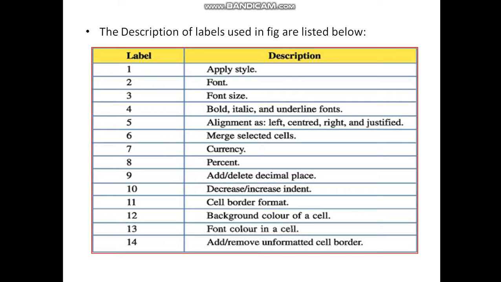As we see in the practical, there is a formatting toolbar: 1 for apply style, 2 for font, 3 for font size, 4 bold, italic and underline fonts, 5th alignment, 6 for merge cell, 7th currency, 8 %, 9 for add or delete decimal places, 10 for decrease or increase indent, cell border, background colors of cells, font color in a cell, or add or remove unformatted cell borders. So there are options available on the formatting toolbar.